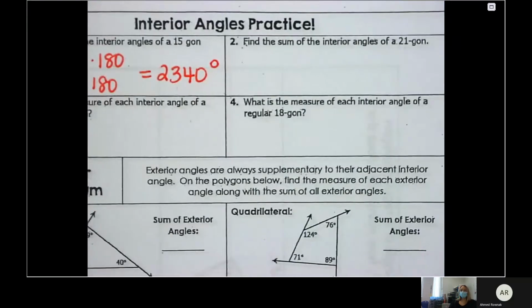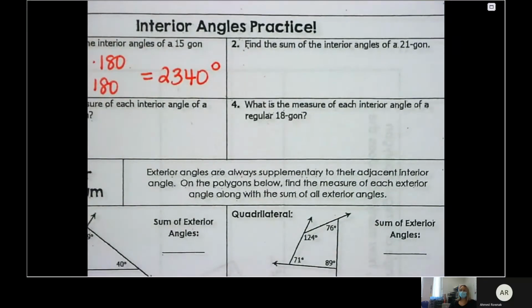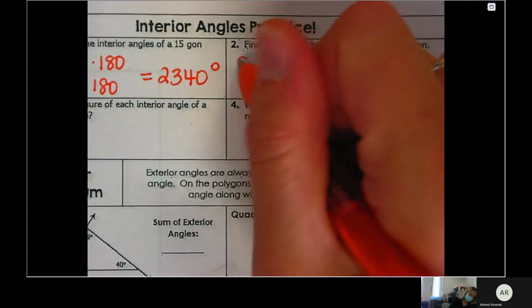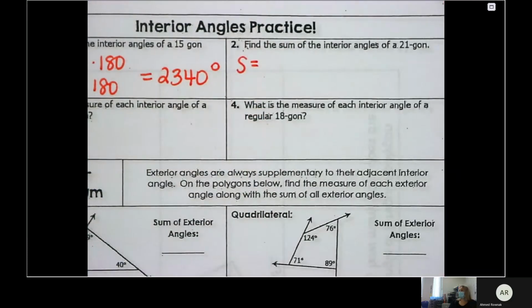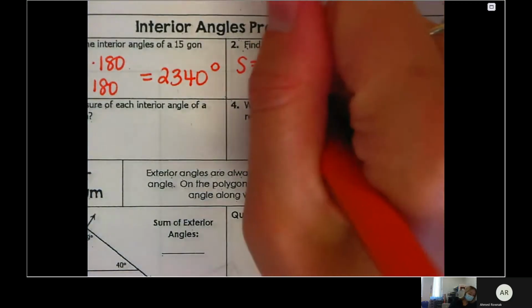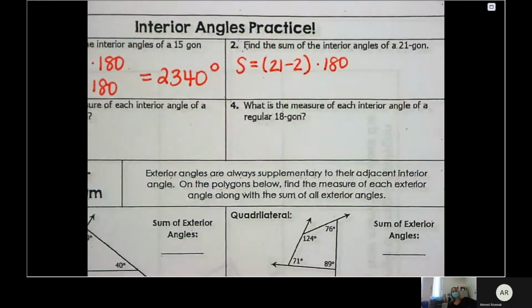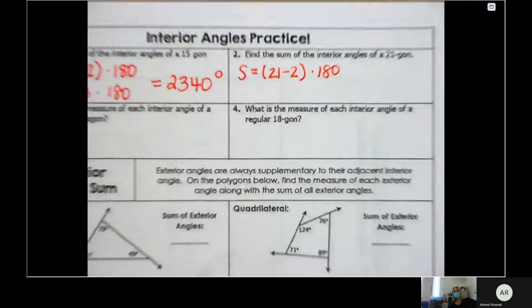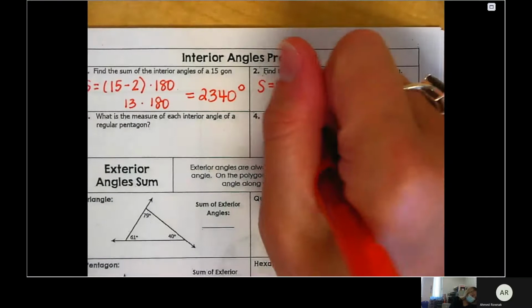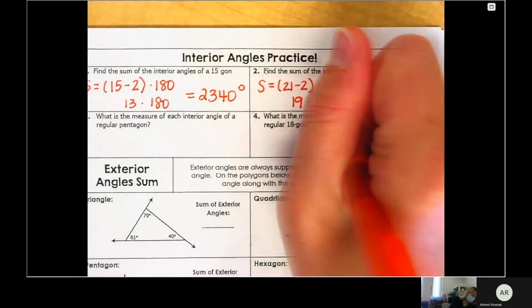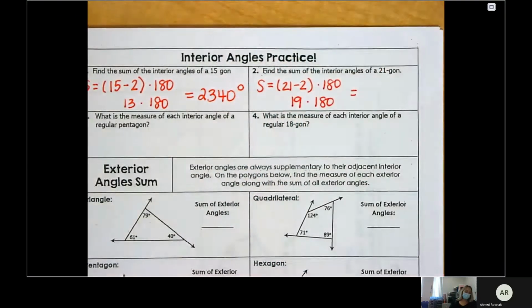All right, number 2. Find the sum of the interior angles of a 21-gon. What would I do? Someone walk me through it. It's easy. What do I have to do? 21 what? 21 minus 2 times 180. That's it. What's 21 minus 2? 19. And what is 19 times 180?